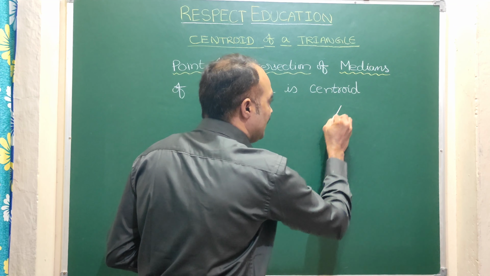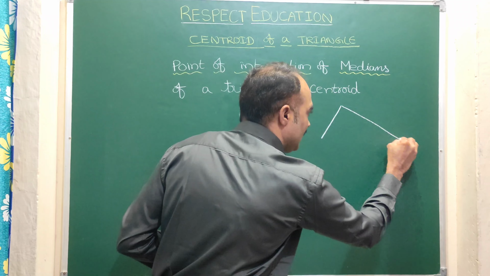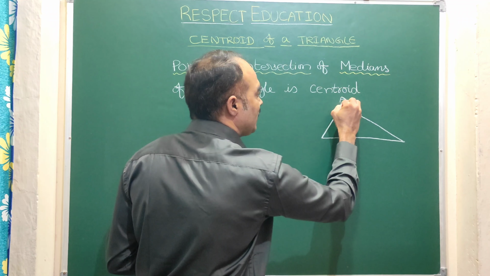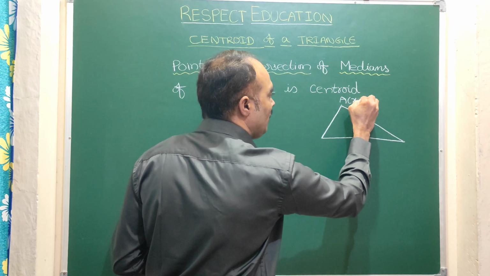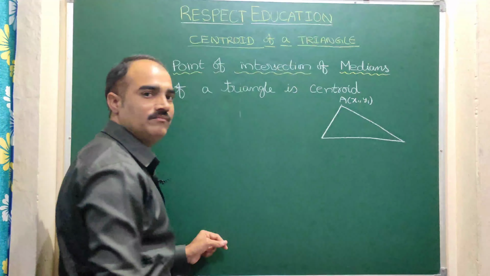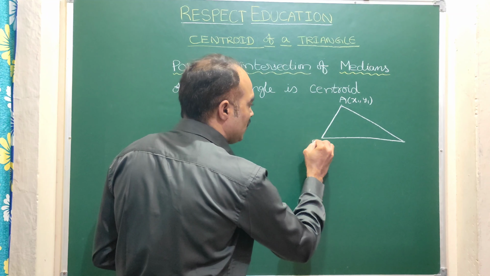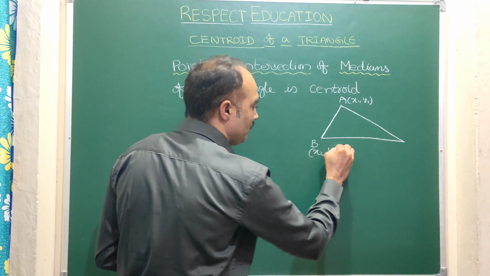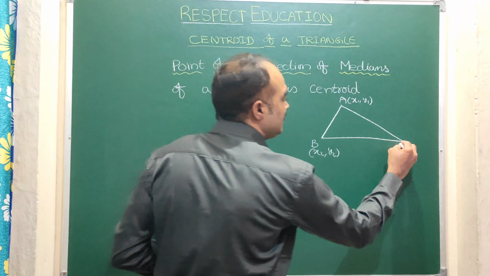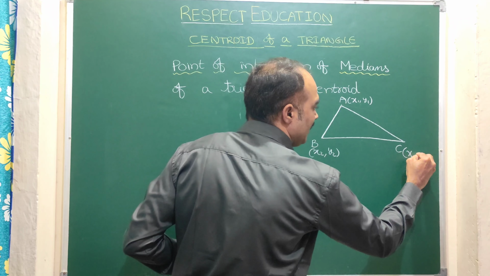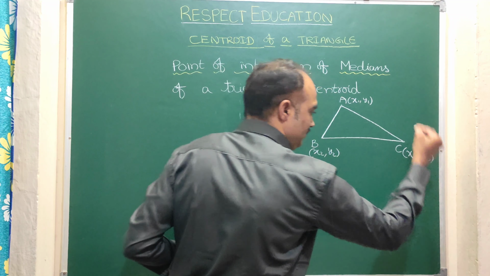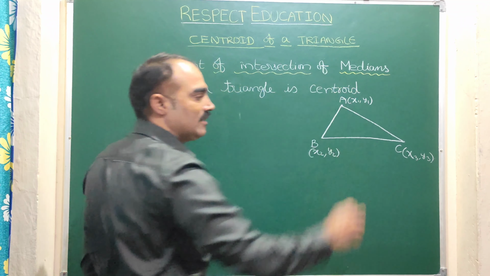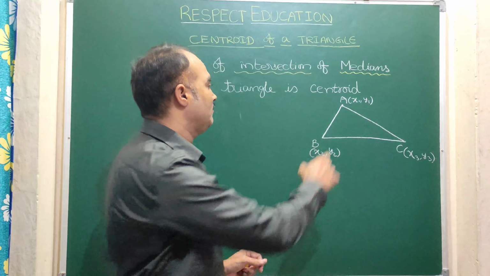Let us consider a triangle, name it as ABC. This point I am taking as A (x1, y1). This point is also called a vertex. This is B (x2, y2). This is the third vertex, that is C (x3, y3). Here A, B and C, these three are the vertices of a triangle, that is ABC.